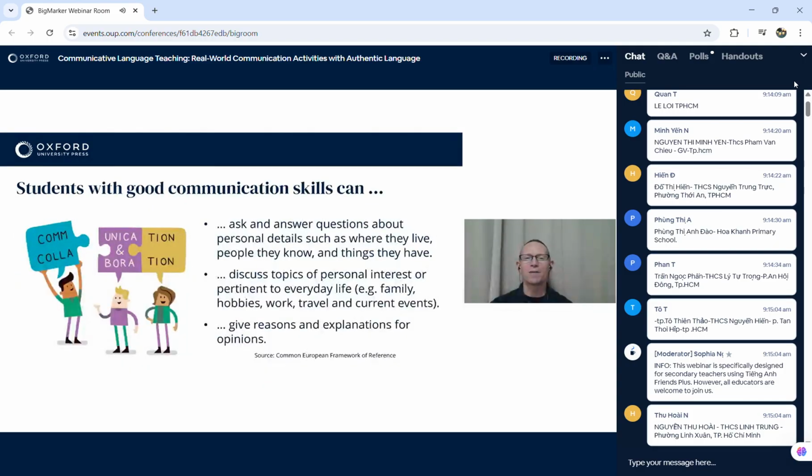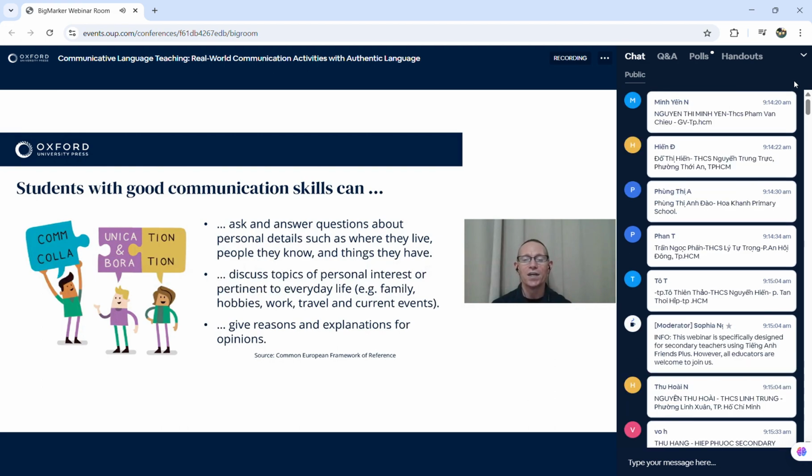But let's just finish up now by reviewing some of the points I covered at the beginning of today's workshop. So we saw these points from the Common European Frame of Reference. Students with good communication skills can ask and answer questions about personal details. So most of the activities we did today had some pair work parts in them, where teachers will practice asking and answering these questions.